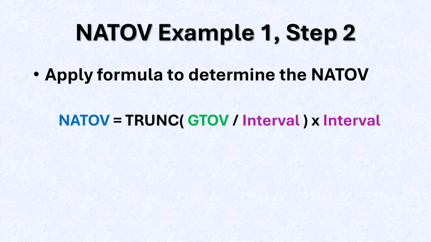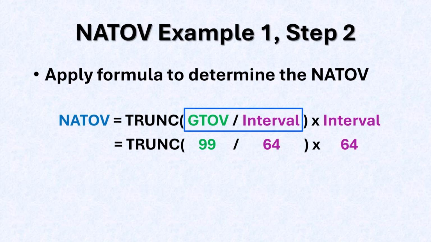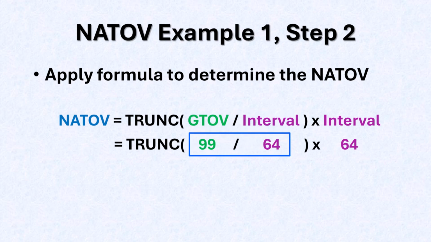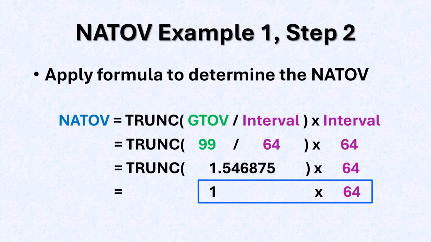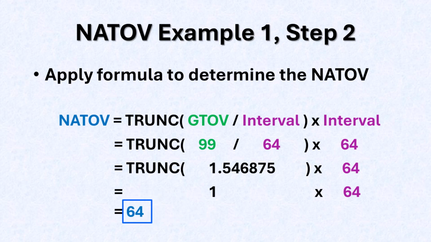In step 2, we apply the NATOV formula. Plug in the GTOV and the interval. Calculate the GTOV divided by the interval. That is, 99 divided by 64. This gives 1 dot something. When we truncate it, we simply get a 1. 1 times 64 is just 64. This is the NATOV, or network address transition octet value.